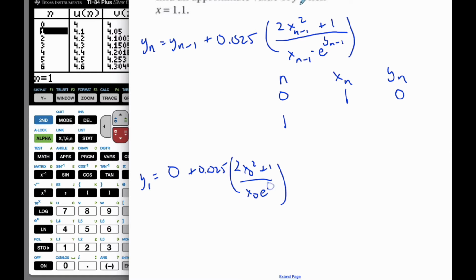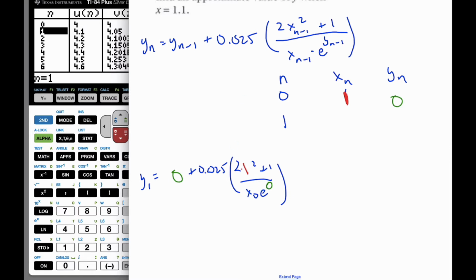Actually, let me do it a different color so you can see it. This is 0, so let me do it in green so you can see where I'm coming from. This 0 is this 0 and is also this value here. And then I also know that this x sub 0 is going to be this one here. And so I know that this is going to be 1 squared.